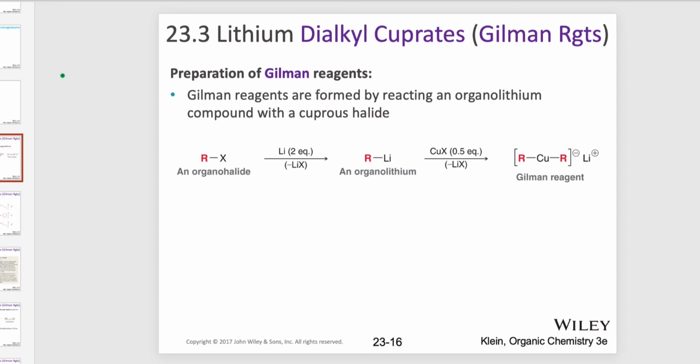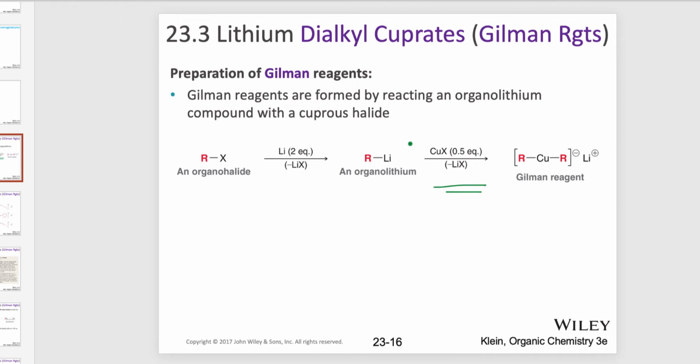Welcome back, everybody. So we're covering the next couple of sections in chapter 23, all about organometallic compounds. Now we're reviewing some material we had seen before, and that has to do with dialkyl cuprates. So we have copper inserted into our carbon compounds. The given reagents are formed by reacting an organolithium compound with cuprous halide. So remember, we used a halide to make an organolithium, and now we're focusing on the second step.